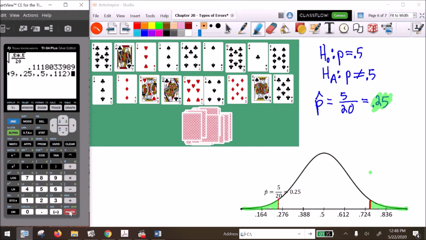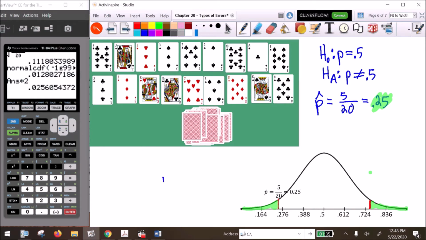Now, once we get the answer, it's going to give us the area of the left curve. I'm just going to multiply that by 2 to get the area of both of them. And then we have our p-value. So our p-value is 0.026 if we round it, which is about 2.6%.